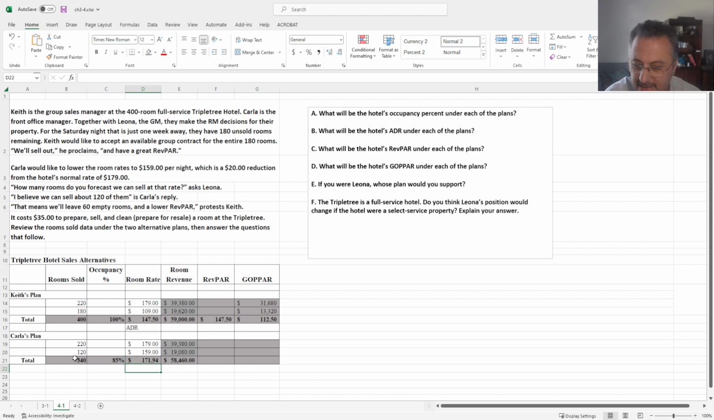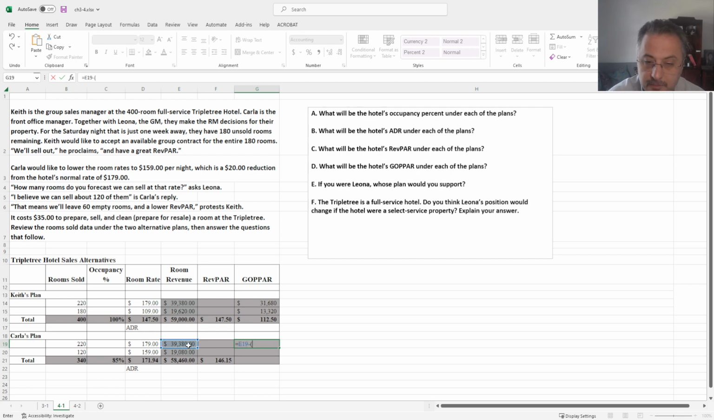340. That is the difference between RevPAR and ADR, right? And let's put ADR here again. So this time RevPAR and ADR are going to be different, because rooms available versus rooms sold is different. We get this divided by 400. So RevPAR is $146.15.